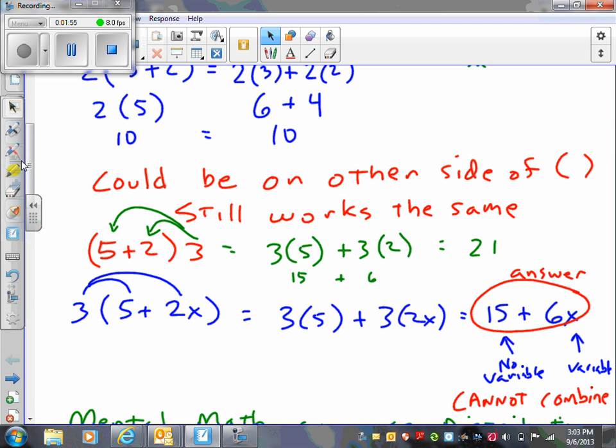Usually you don't do distributive property if you're just working with numbers. We usually use it where we have a variable inside, because in this example I have 3 times the quantity 5 plus 2x. I cannot add 5 and 2x. I don't know what x is, so I can't add them. But I can simplify by multiplying 3 times 5 and 3 times 2x. 3 times 5 is 15. 3 times 2x is 6x. And that's your answer. You cannot combine 15 with 6x. We'll talk about that in just a second, but the reason you can't is 15 doesn't have a variable, and 6x has x as a variable.